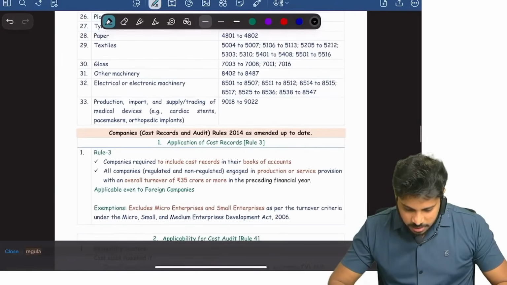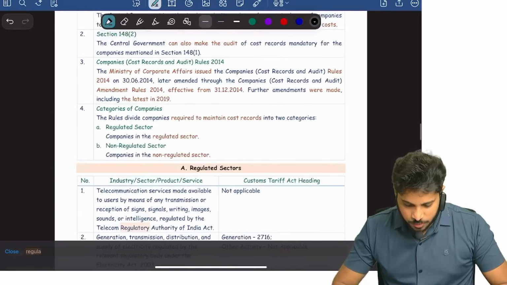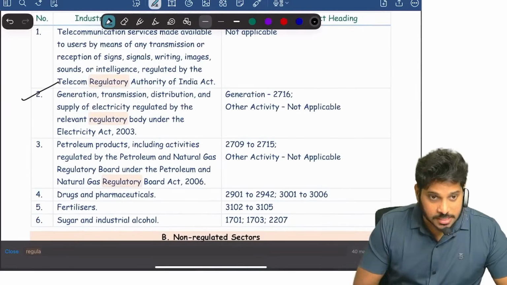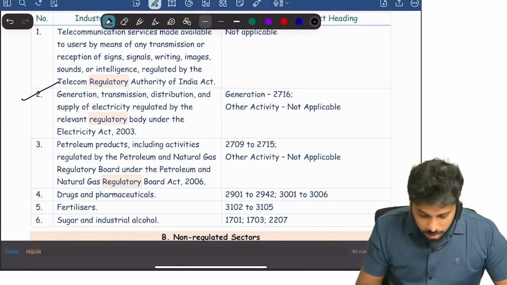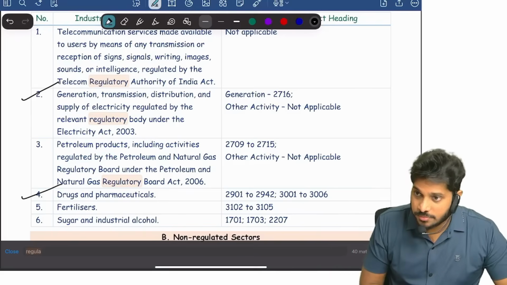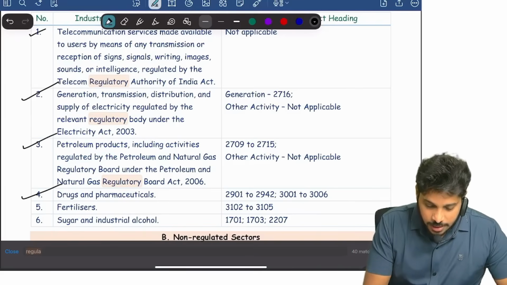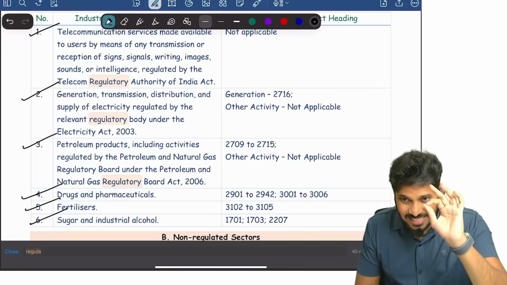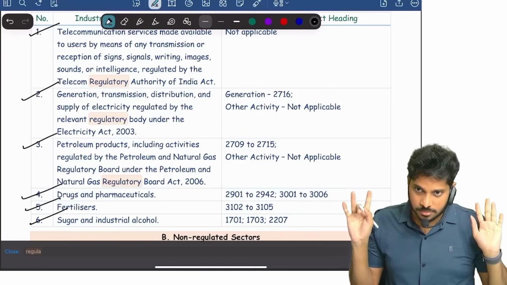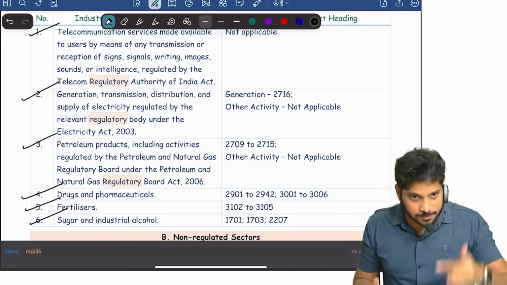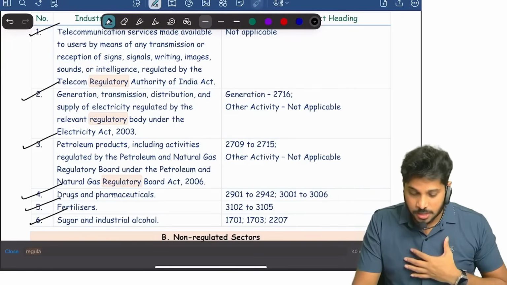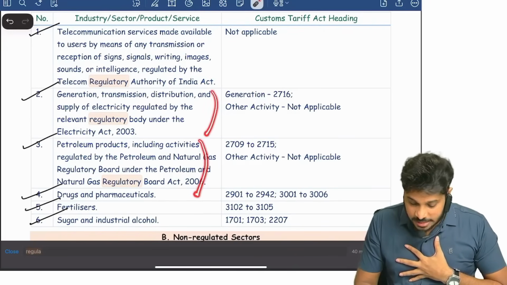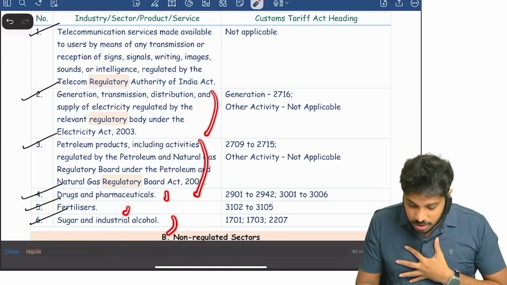So in rule number 3, we have 2 tables. One is table A, another one is table B. One is electricity. You remember in the same order. Another one is pharma, another one is petroleum, another one is telecommunication, fertilizers, sugar and industrial alcohol. Totally 6. This number you should remember. 6 company types are covered, and you should remember these types of business also. So what are the companies? Telecommunication companies, electricity companies, petroleum companies, fertilizers, drug and pharma, sugar and industrial alcohol.